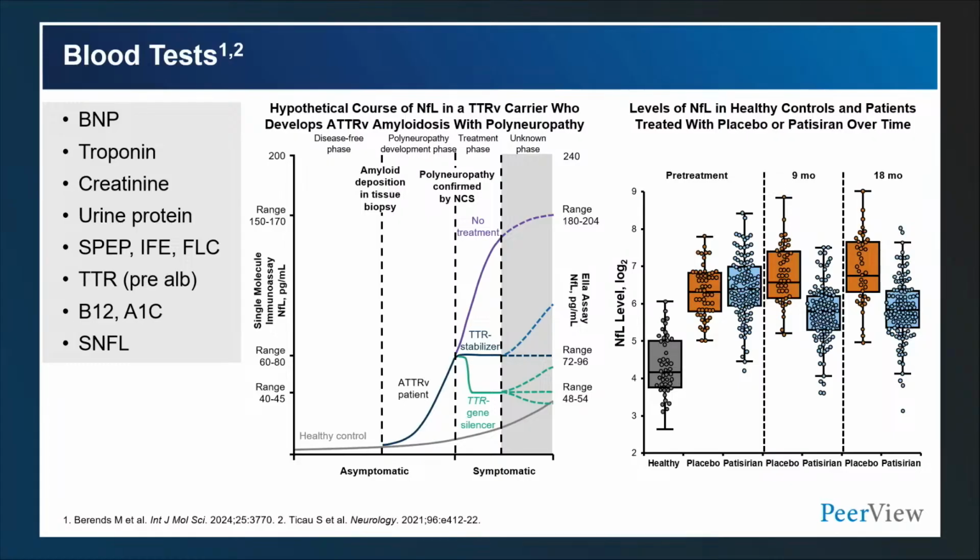Of note, neurofilament light chain does increase by age, so you do have to sort of account for that, and it is not specific for amyloid. It's seen in any kind of neuronal damage, CNS or PNS, so it's important to interpret it in the right clinical context. This was a study also looking at patients on patisiran here over time, and you can see the neurofilament light chain level reduced over time.